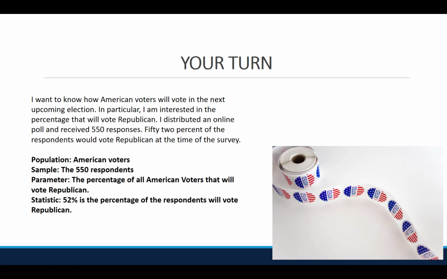52% of the respondents would vote Republican at the time of the survey. So notice here, I'm interested in learning about all American voters. So the population is American voters. The sample are those that I was able to collect data from. In other words, the sample is the 550 respondents. The parameter is the percentage of all American voters that will vote Republican. And the statistic is the 52%. The statistic, the 52%, is the percentage of the respondents that will vote Republican, or in other words, the percentage of the sample.